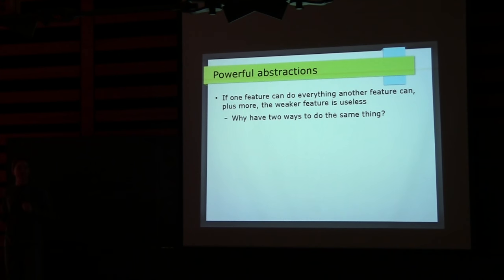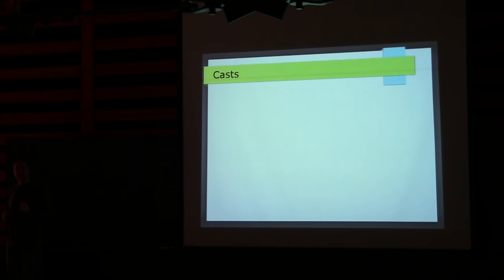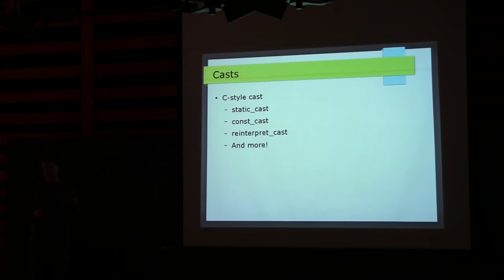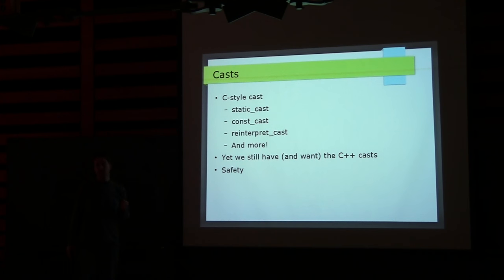Okay, so let's consider this, though. What would that actually mean if we do believe in this? Let's consider casts. We have a C-style cast, which can be static cast, const cast, reinterpret cast, plus a little bit extra. Could ignore some access specifiers. Basically, C-style casts can do everything that these casts can, and more. It's a more powerful feature. And yet we still have and want the C++ casts. And the reason is safety. If we can use a more powerful feature that can do more than we need, then it might do more than we want. It might do more than we expect. Whereas if we use the more limited feature that does exactly what we mean and no more, we know that that's the only thing that's going on.